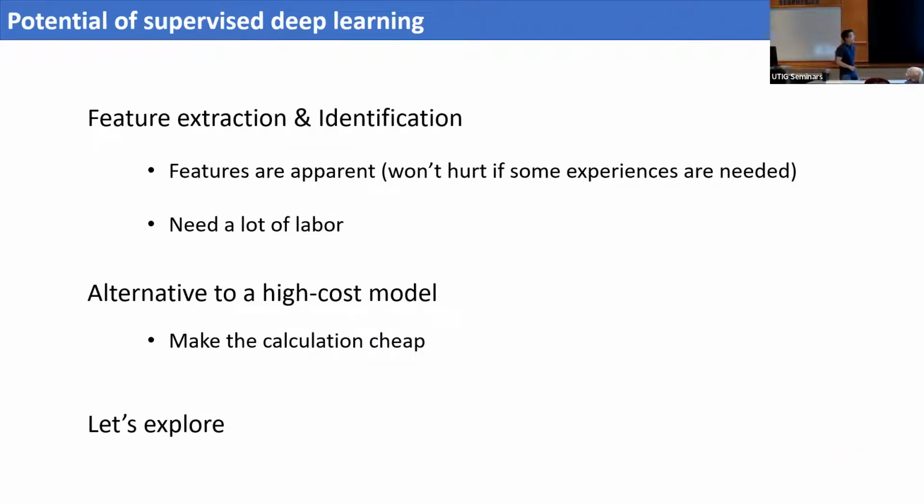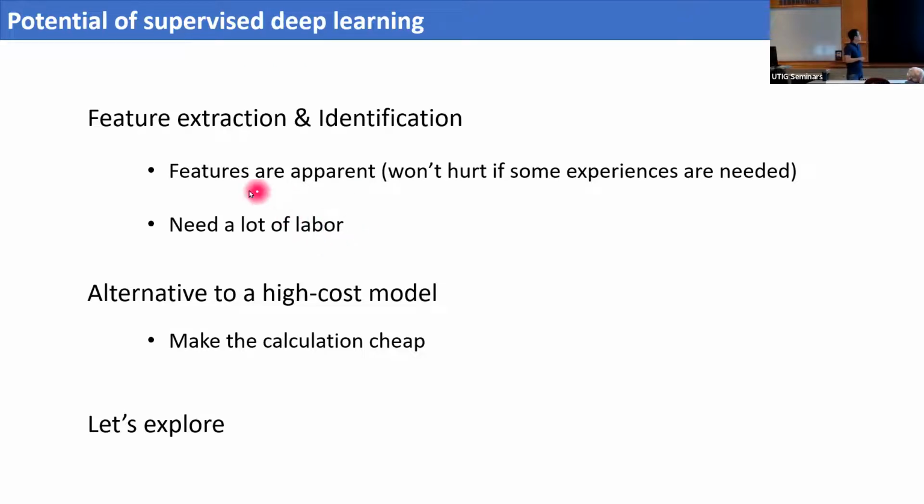And at the end, I would like to mention the potential of supervised deep learning. This is the method that I used. In general, it can be applied to feature extraction or identification. The features are apparent, like a person we know who is, or a cat image, we know immediately that this image is about a cat. So the features should be apparent, but it won't hurt if some experiments are needed.